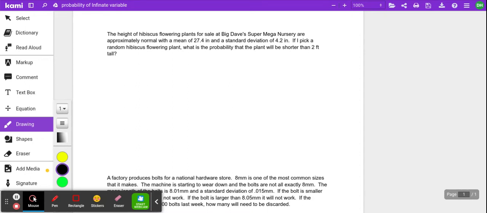All right, we got a couple infinite random variable questions here. The height of a hibiscus flowering plant for sale at Big Dave Super Mega Nursery are approximately normal with a mean of 27.4 inches and a standard deviation of 4.2 inches. If I pick a random hibiscus flowering plant, what is the probability that it'll be shorter than 2 feet tall? Which, of course, would be 24 inches.